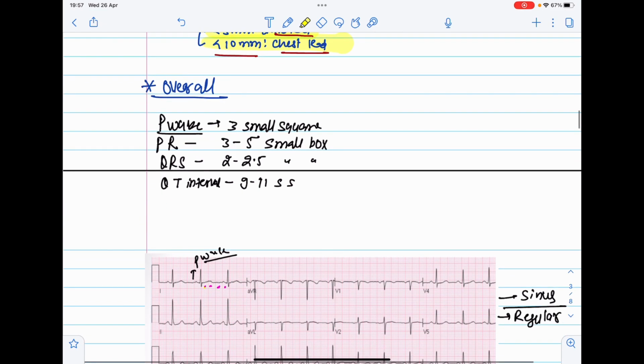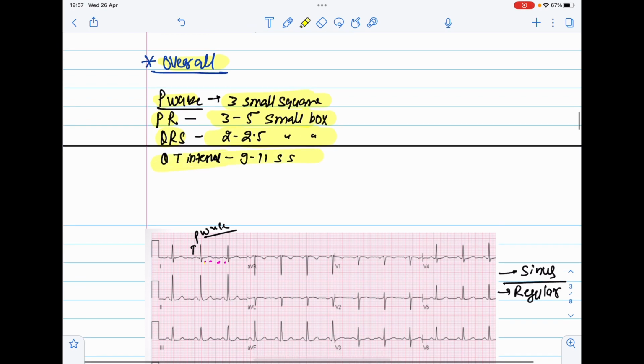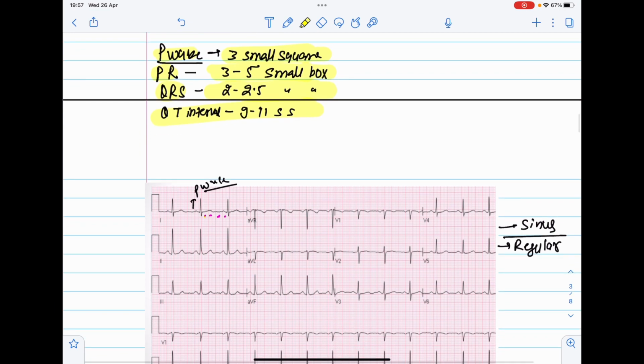Overall, let's discuss, like we discussed all these intervals. So if we go for this summary, the P wave normal duration is 3 small squares. The PR interval should be between 3 to 5 small boxes. The QRS complex should be between 2 to 2.5, and the QT interval is 9 to 11 small squares. So this is the normal thing that we must see in an ECG.